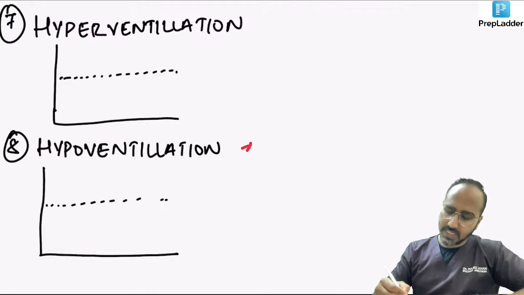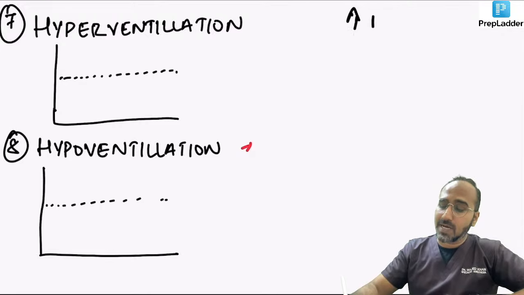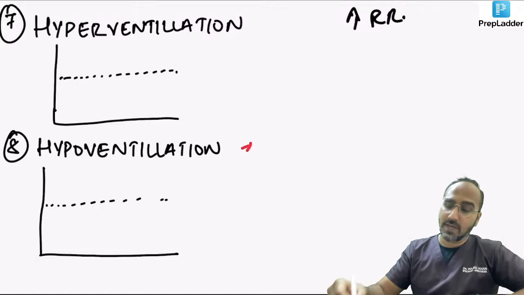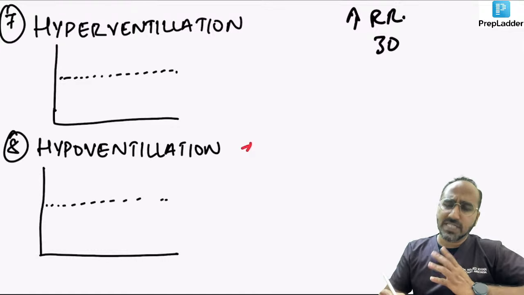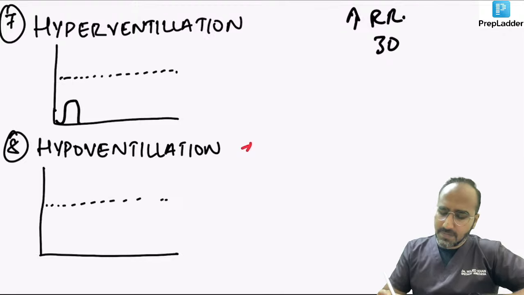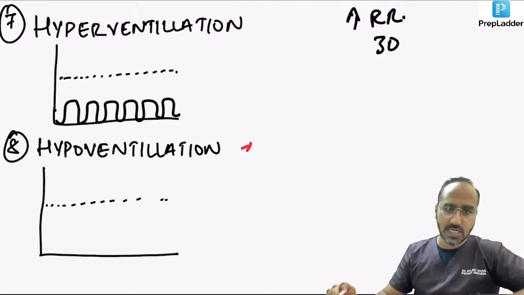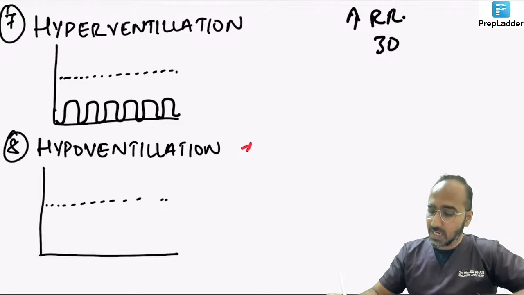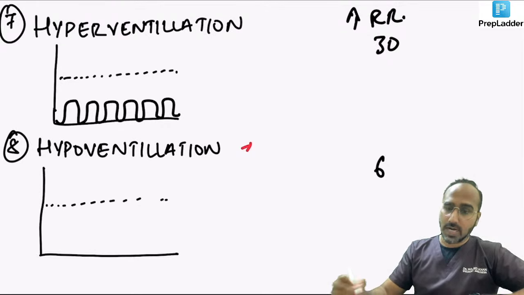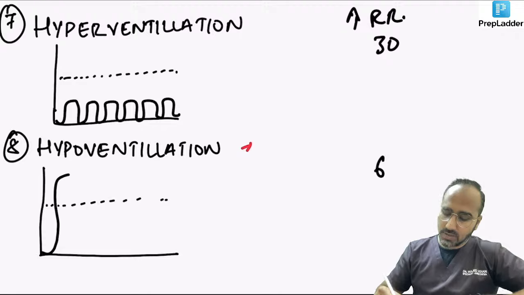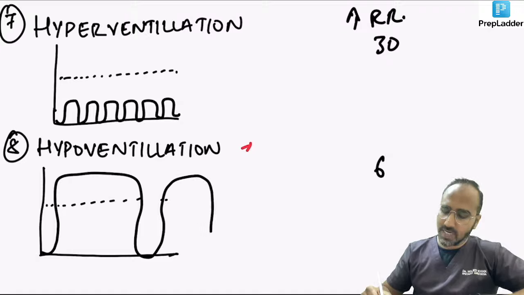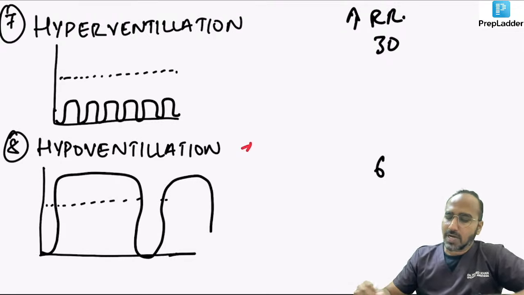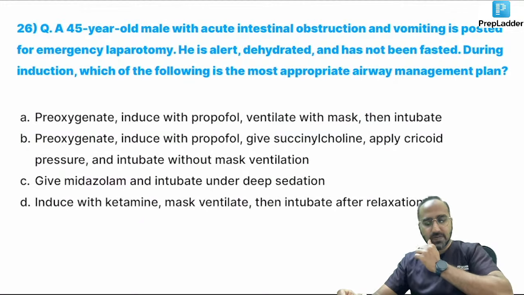Okay. Next, guys. If you have increased the respiratory rate, normal is 12 to 18, and you have given 30 of respiratory rate, more washing of carbon dioxide has happened. So what will happen to the EtCO2? Due to hyperventilation, EtCO2 appears like this. If at all you have given a respiratory rate of 6, you are hypoventilating, so you will get an EtCO2 like this. So hyperventilation and hypoventilation. This was regarding EtCO2. Now coming to the next question, guys.